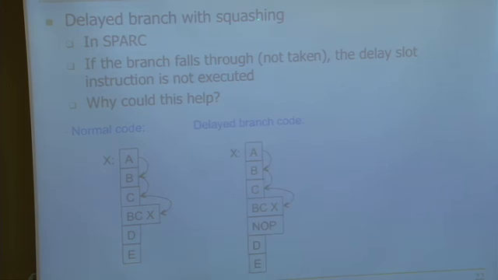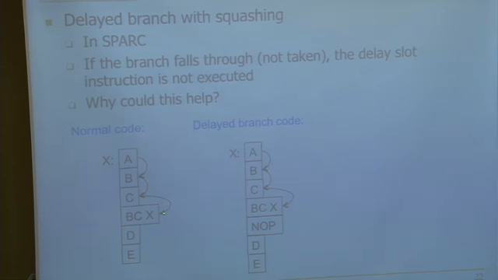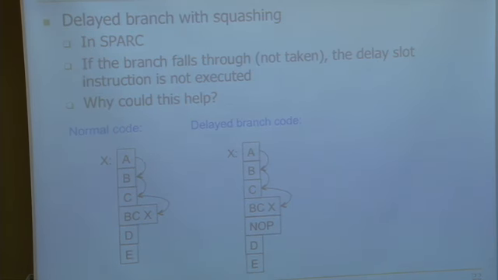If you don't have delayed branch with squashing, there is no simple way in which the compiler or the programmer can fill this delay slot. Because what are you going to do? You cannot put D in the delay slot because if the branch is taken, you don't want to execute D. You cannot put A in the delay slot because if the branch is not taken, then you don't want to execute A. So the compiler cannot put anything here, so you get a no-op in the delay slot.